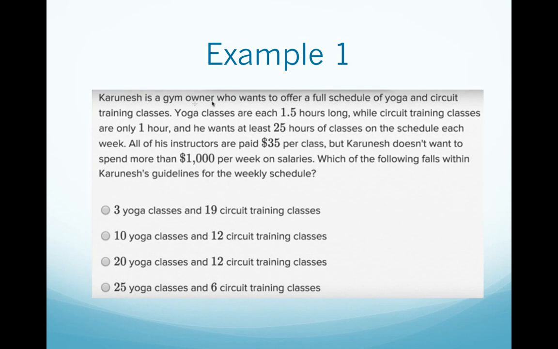inequality, you can just see which choices fit your scenario. So here they want at least 25 hours of classes. So at least means 25 or more. So if he does 3 yoga classes that are an hour and a half long each, that means that we're going to be at 4.5 hours. And then 19 circuit training classes, which are an hour. So if we add the 19 and the 4.5, we're not at 25 hours. So that choice is out.